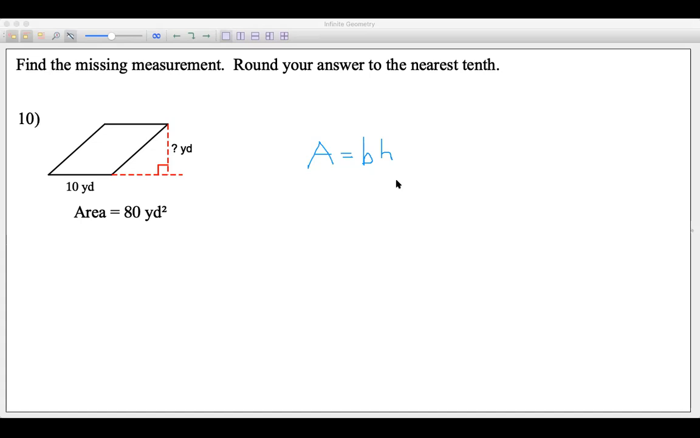On this particular one, what are we given? We are given the area is 80. We are given the base, which is 10. We just don't have the, why did I write 8? I meant to write 80. All right, it's fixed now. Solve that one-step equation and you're done. And remember, the units will not be square units.